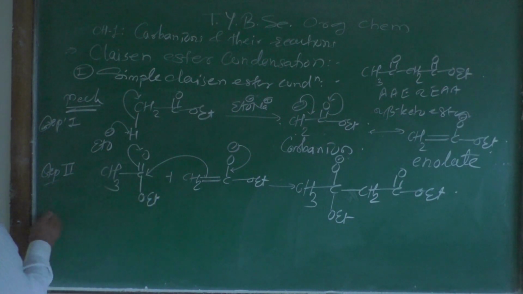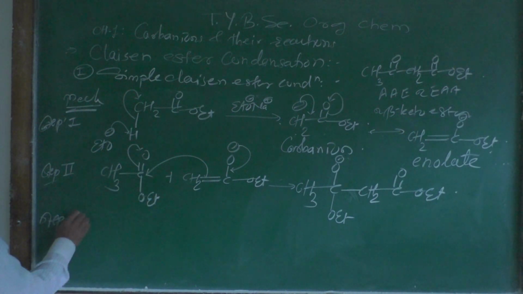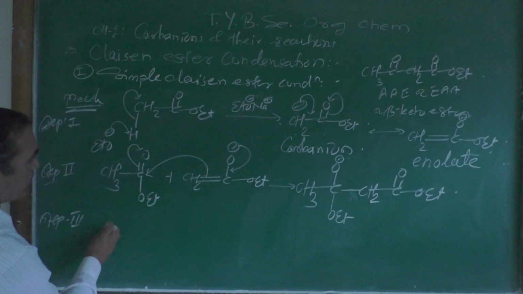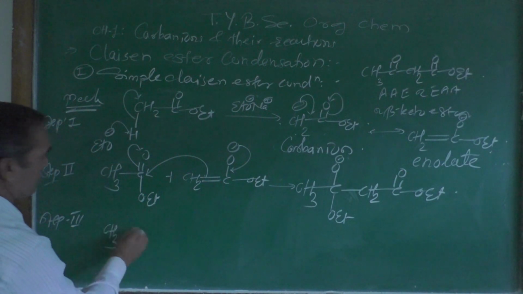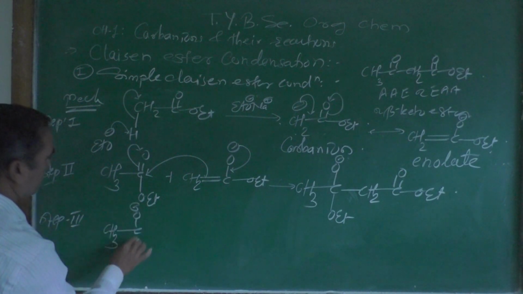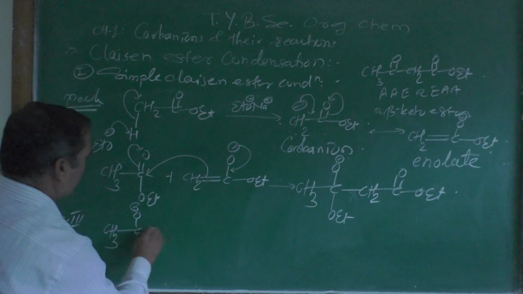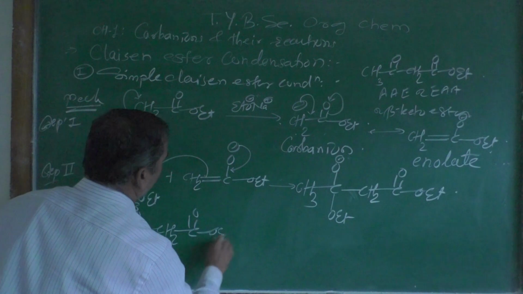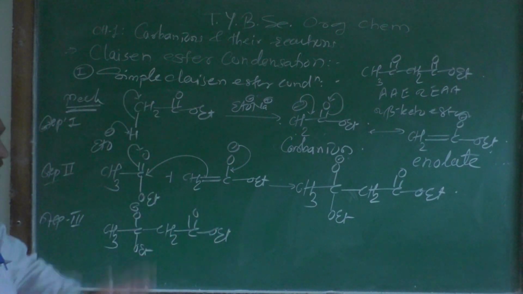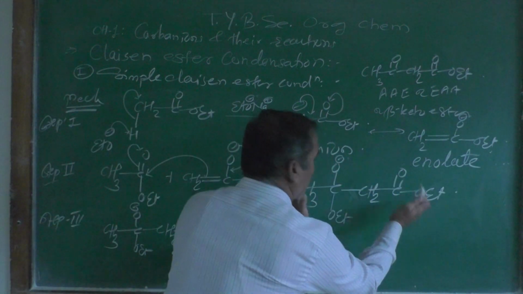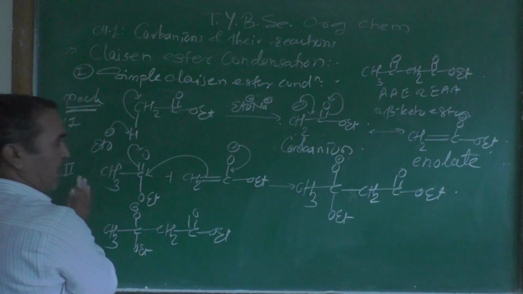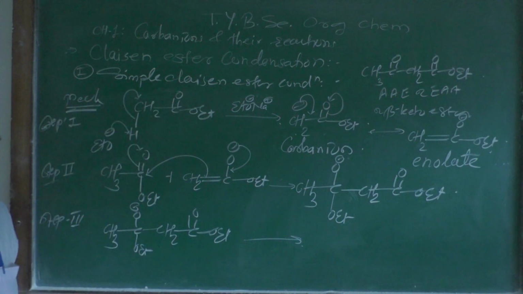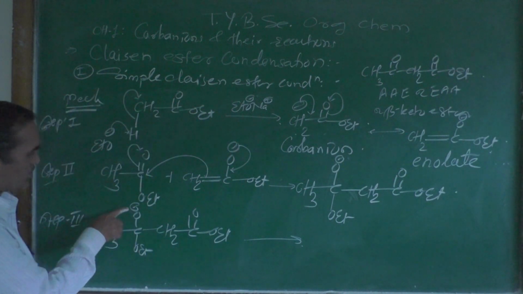Now what is going to happen? Step number 3. Now I am writing this compound as it is over here, CH3, then C O minus, then OEt, then here is a CH2, C double bond O, and then OEt. What I did over here is just write this compound as it is and call it step number 3. Now observe this reaction carefully. What do you see over here?